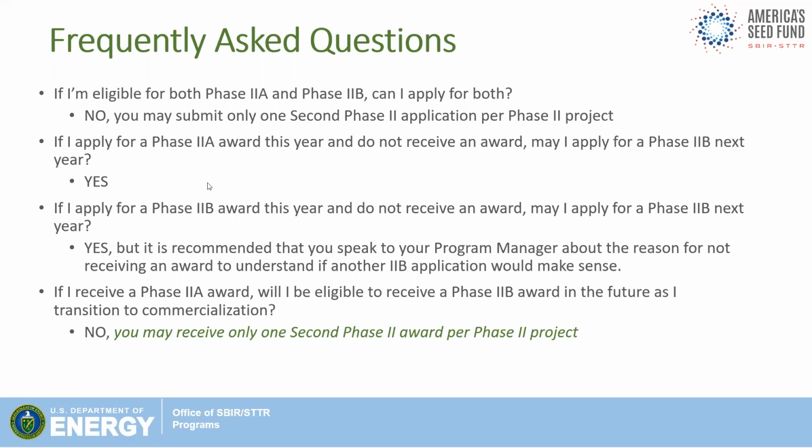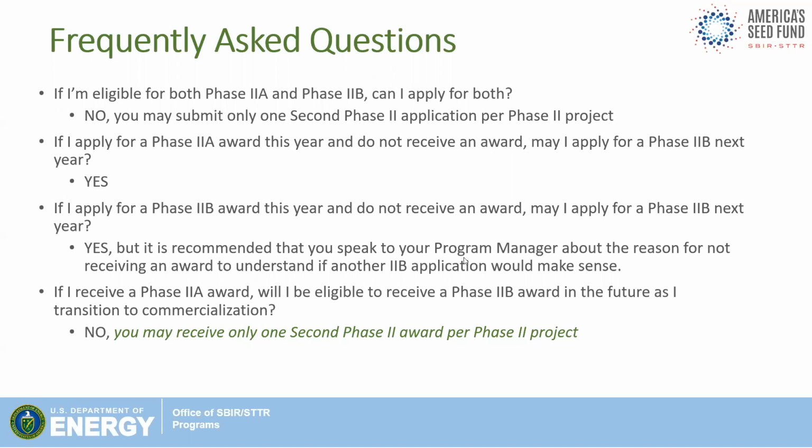So if you have a phase 2 award, you may only submit one phase 2 application per phase 2 project. So you cannot go ahead and submit a 2A and a 2B right now with a solicitation. However, if you apply for a phase 2A award this year and don't receive it, you may apply for a phase 2B next year. If you apply for a phase 2B award this year and do not receive it, and it's your first year that you're eligible for the 2B award, you may apply again for the phase 2B next year.